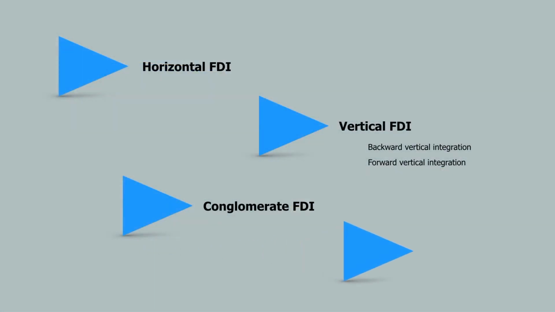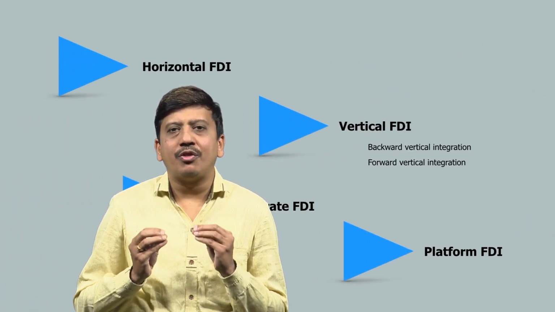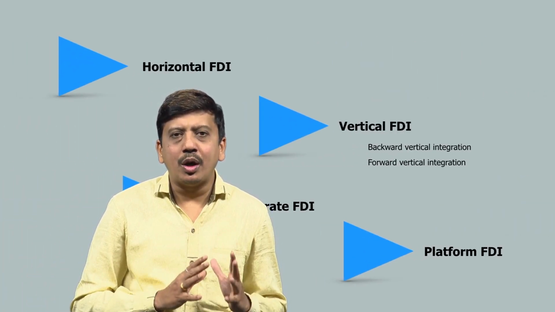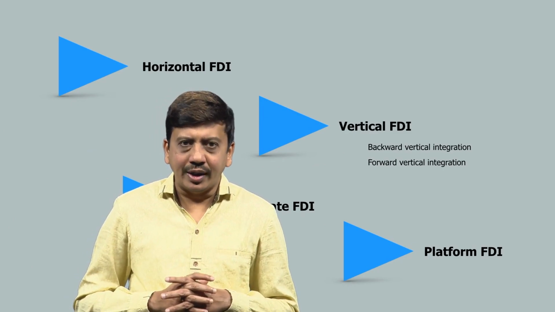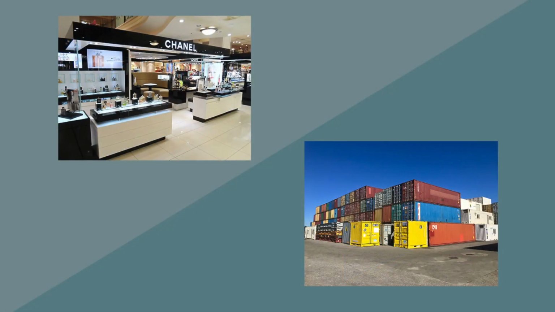The last one is platform FDI. A business expands into a foreign country, but the products are manufactured there and exported to another third country. For instance, the French perfume brand Chanel set up a manufacturing plant in the US and exports products to other countries in America, Asia and other parts of Europe.